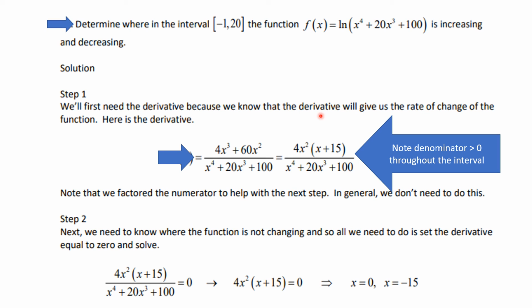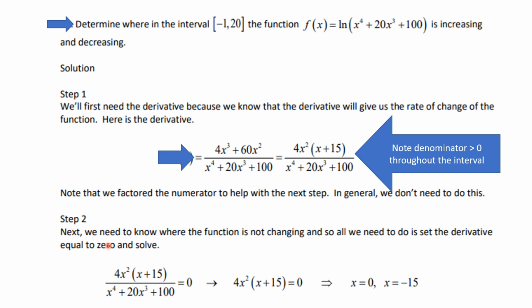The derivative gives us the rate of change. When the derivative is positive, it's going to be increasing. When it's negative, it's going to be decreasing. One thing you should note is that the denominator, as we go from -1 to 20, is adding 100, which is a big number relative to those. It's greater than 0 throughout the entire interval, so this bottom is always positive. So all we have to do is say when is the numerator negative, and that will help us.